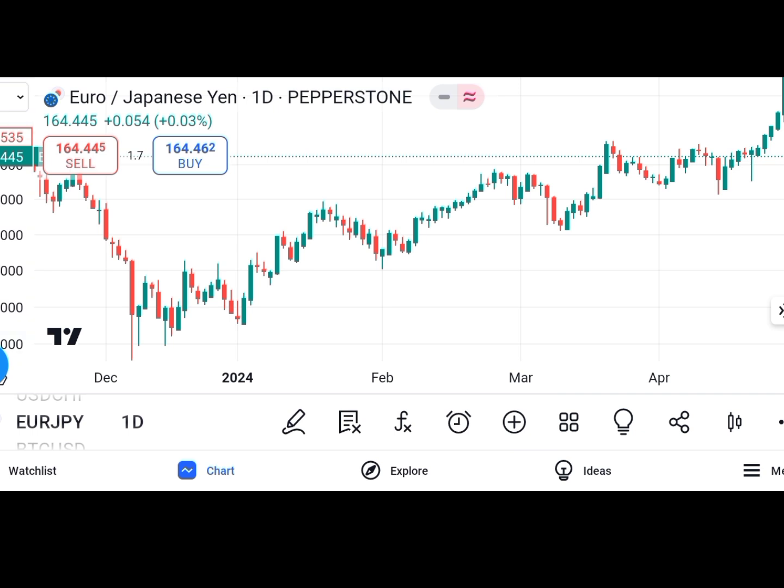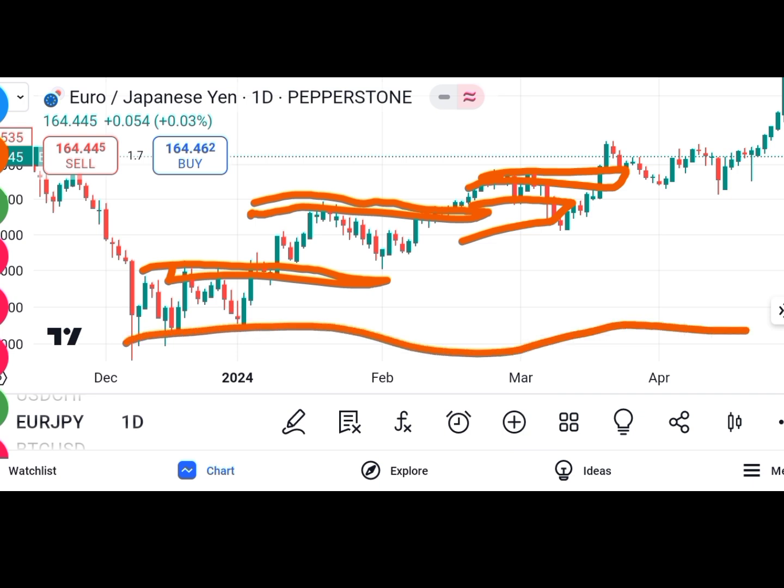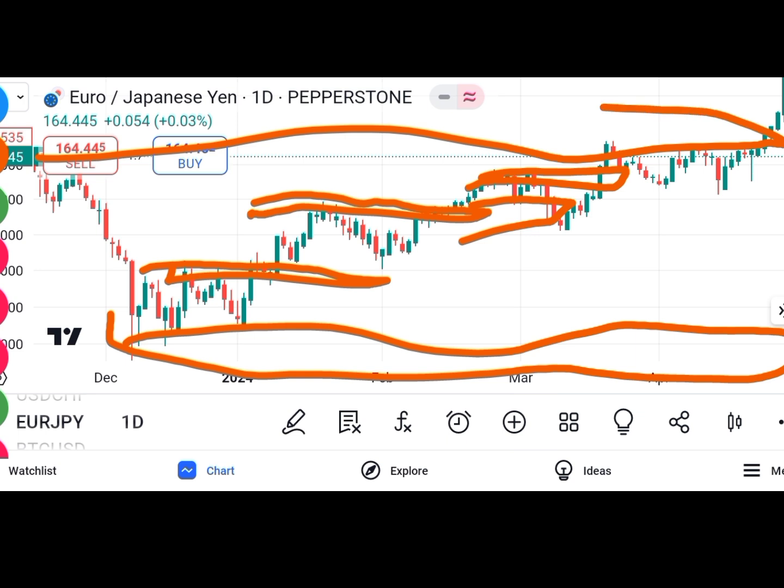What you see most people do is that they draw their support and resistance like this. They draw it at every break of structure, something like this. Some will do something like this, or something like this.